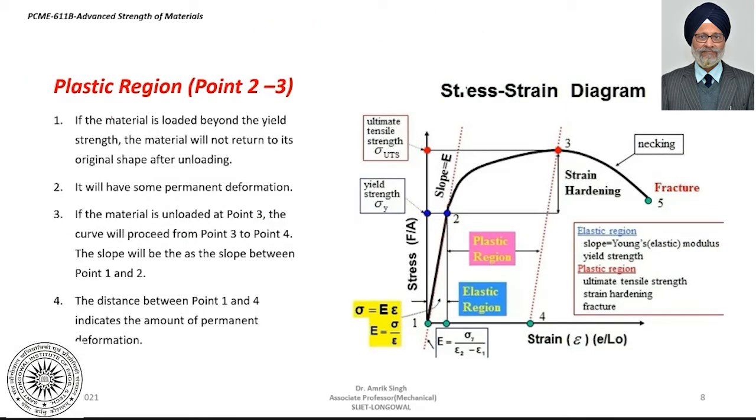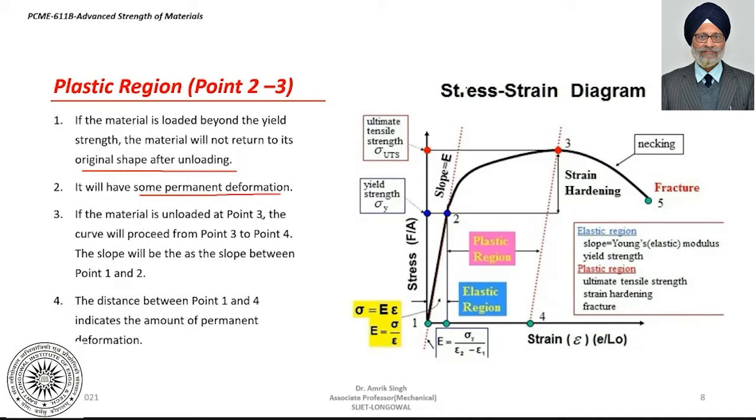Now the plastic region, the point 2 to 3. If we draw a line which is parallel to this slope, up to this point it is the plastic. If a material is loaded beyond the yield strength, the material will not return to its original shape after unloading. It will have some permanent deformation.